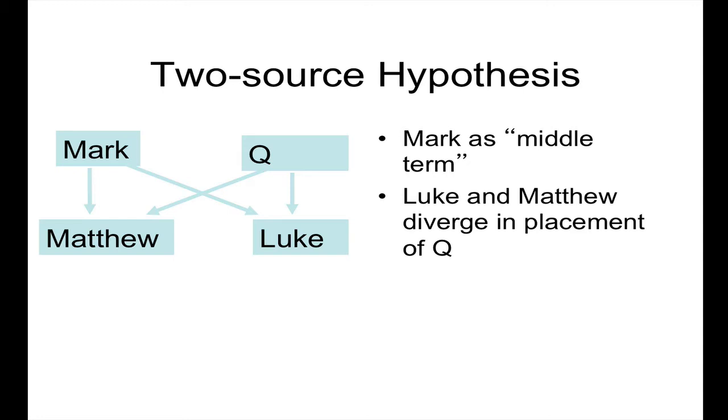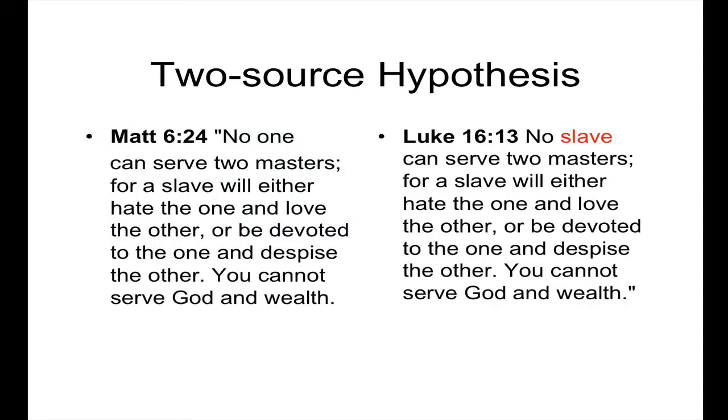Q is by definition, I mean, we don't have Q, Q is hypothetical. Q is by definition the material common to Matthew and Luke. So to say that they diverge in their placement of Q is just to say that for the things they have in common that they don't have from Mark, they diverge in where in their stories they place it. I already showed you two examples of this. We could show more. No one can serve two masters. Almost identical in these sayings.